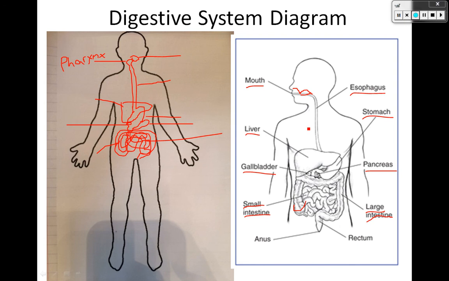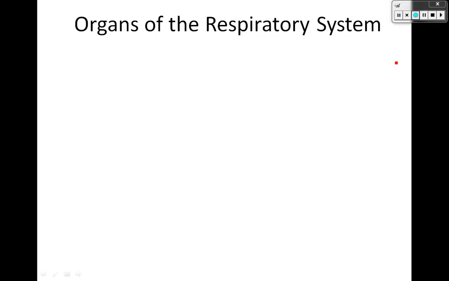So let's now take a look at what all these things do. So let's now look at what the different organs do. Oh, and I realize this still says respiratory. This should say digestive. Let me fix that.